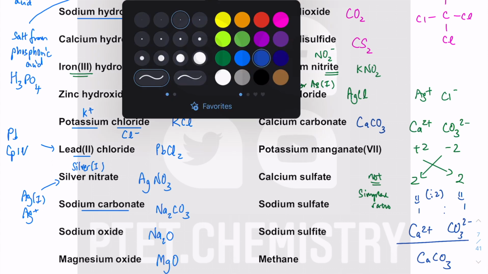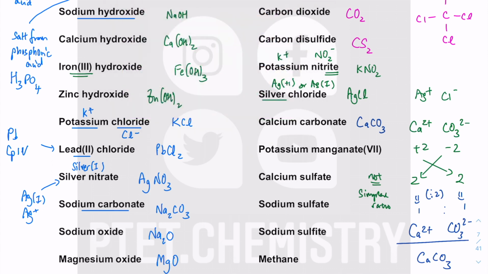Okay, carbonate is CO3 2 minus. Now you have potassium manganate 7. Manganate 7 is this really tricky looking compound, well ion, sorry. MnO4 minus is one of the most important ions in the whole of O-level and IGCSE chemistry. You will use it a lot in practical studies.